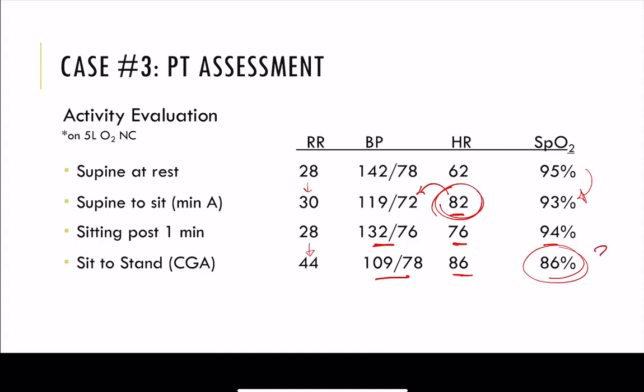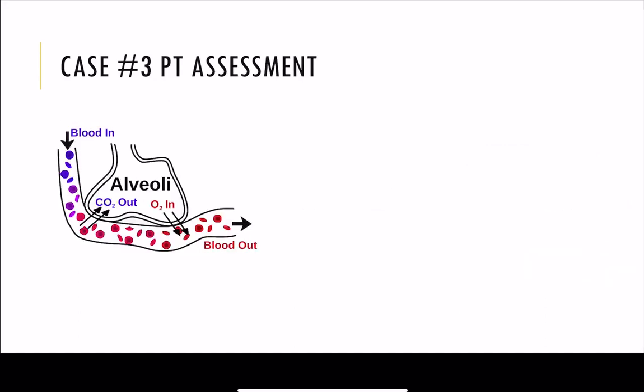But why did things get so bad so fast? Especially compared to, he was doing really good at rest. What is the difference between these two? He's just standing up. Why did it fall so far?